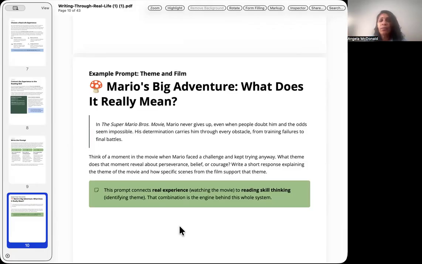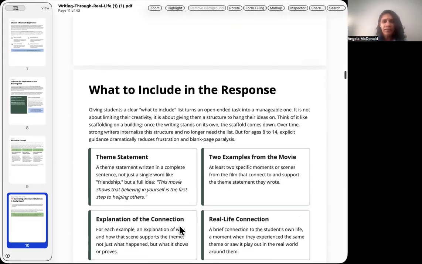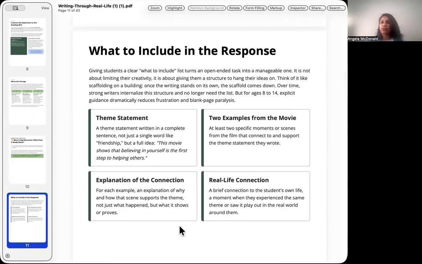And then she had to think of a moment in the movie when Mario faced a challenge and kept trying anyway. What theme does the moment reveal about perseverance, belief, or courage? And then write a short response explaining the theme of the movie and how specific scenes from the film support that theme. That's what we got from those first steps. And if you struggle with those steps, I also have something in here to help you with it. I'm going to share as we get to the bottom. And then what to include in the response.